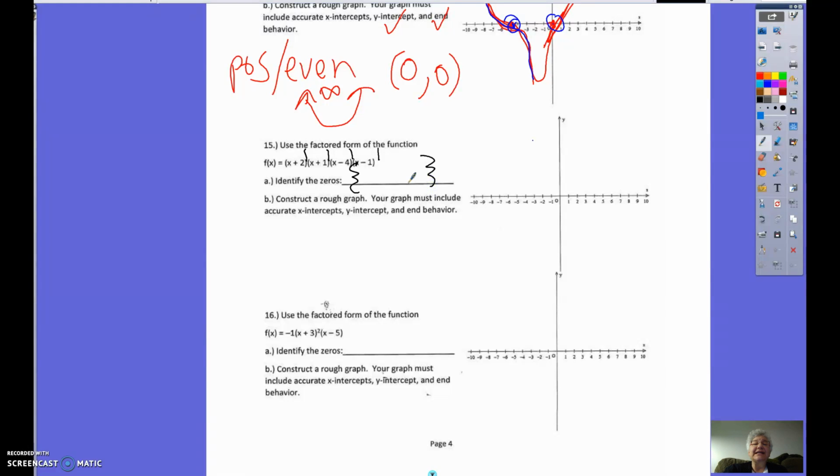Remember, go ahead and change the signs. If it's x plus 2, the x-intercept or 0 is -2. For x plus 1, -1. For x minus 4, +4. For x minus 1, +1. All of these factors, and therefore their matching x-intercepts, have a multiplicity of 1 because each exponent is 1.